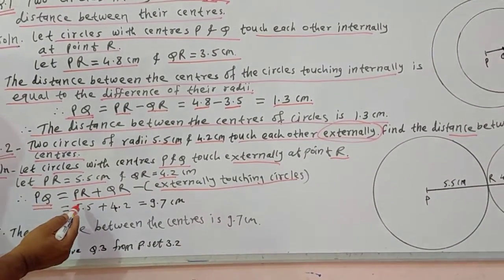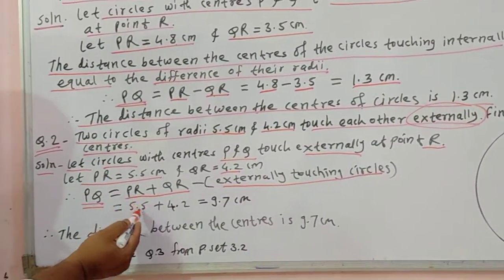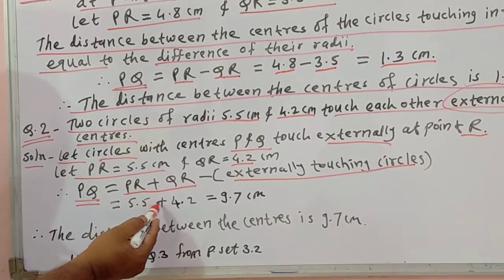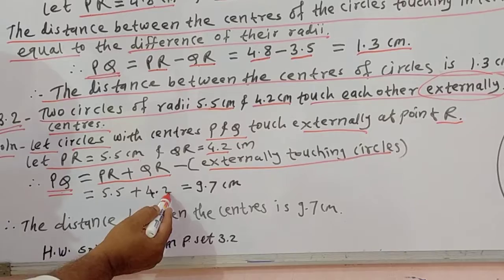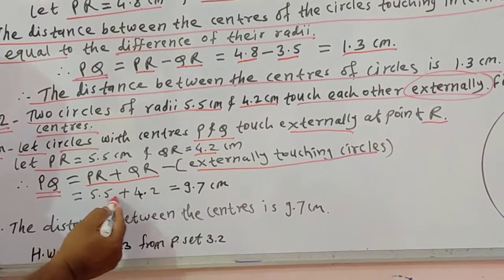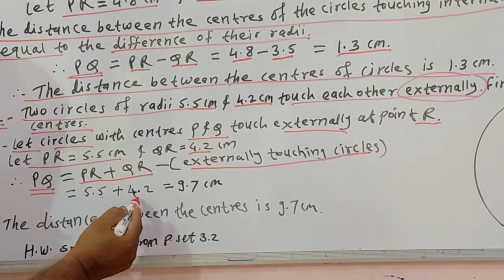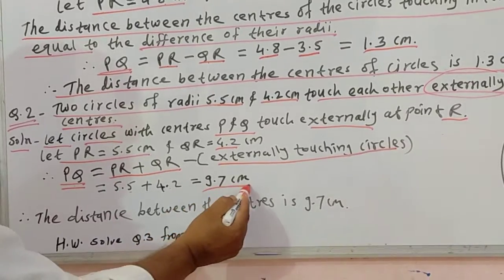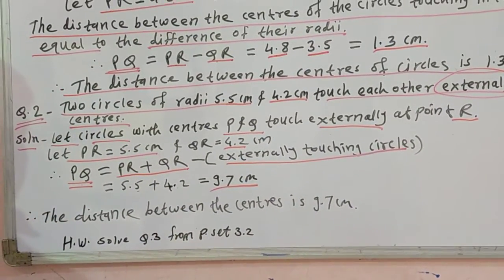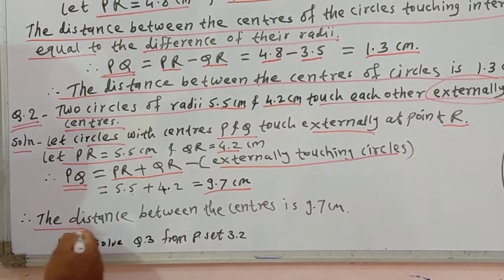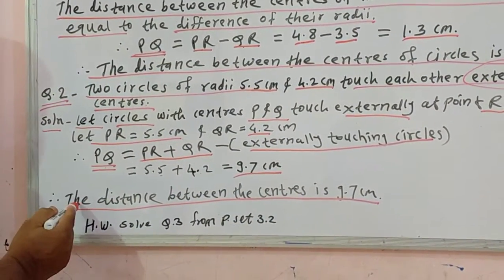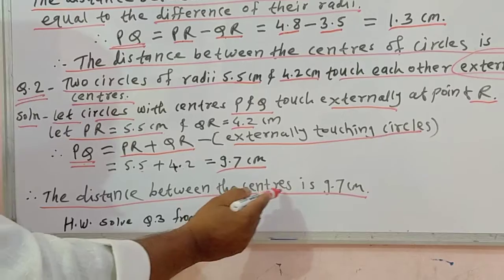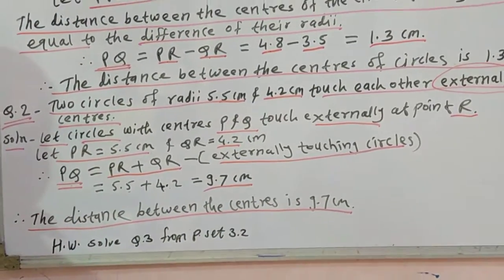Now write the radii here. PR equal to 5.5 plus QR equal to 4.2 and add them. 5 plus 2 is 7, point as it is, and 5 plus 4 is 9. Therefore distance between their centers is 9.7 centimeter. Write your answer here in full sentence. Therefore, the distance between the centers is 9.7 centimeter.